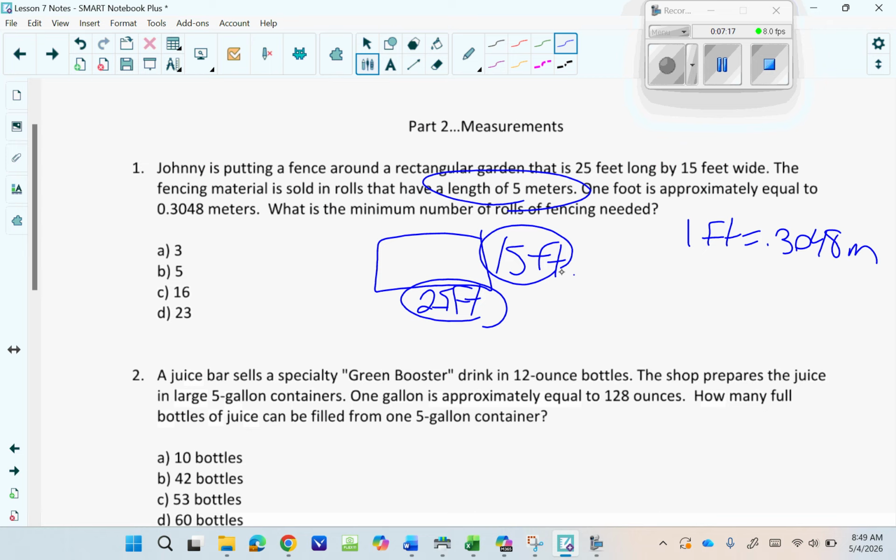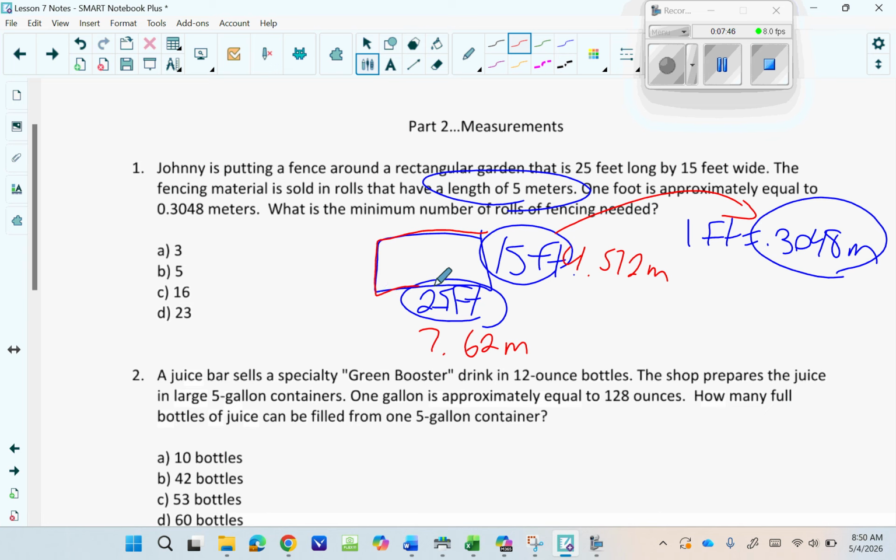So I'm going to multiply each thing by the conversion rate. If I multiply 25 feet by the conversion rate right here, I get 7.62 meters. And if I multiply 15 feet by the conversion, I get 4.572 meters. This isn't a case where I multiply them together, because I just want the outside here. So this is a perimeter case. If this is 4.572, this is 0.4572, and then this is 0.762.